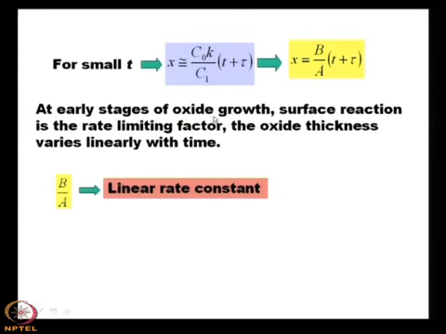At early stages of oxide growth, surface reaction is the rate limiting factor. The oxide thickness varies linearly with time, and this b by a is known as the linear rate constant. So, we shall arrive at two types of rate constants. One is the linear rate constant, and another is that we shall discuss now. It is for large t, when we shall find that this will vary as the parabolic nature.